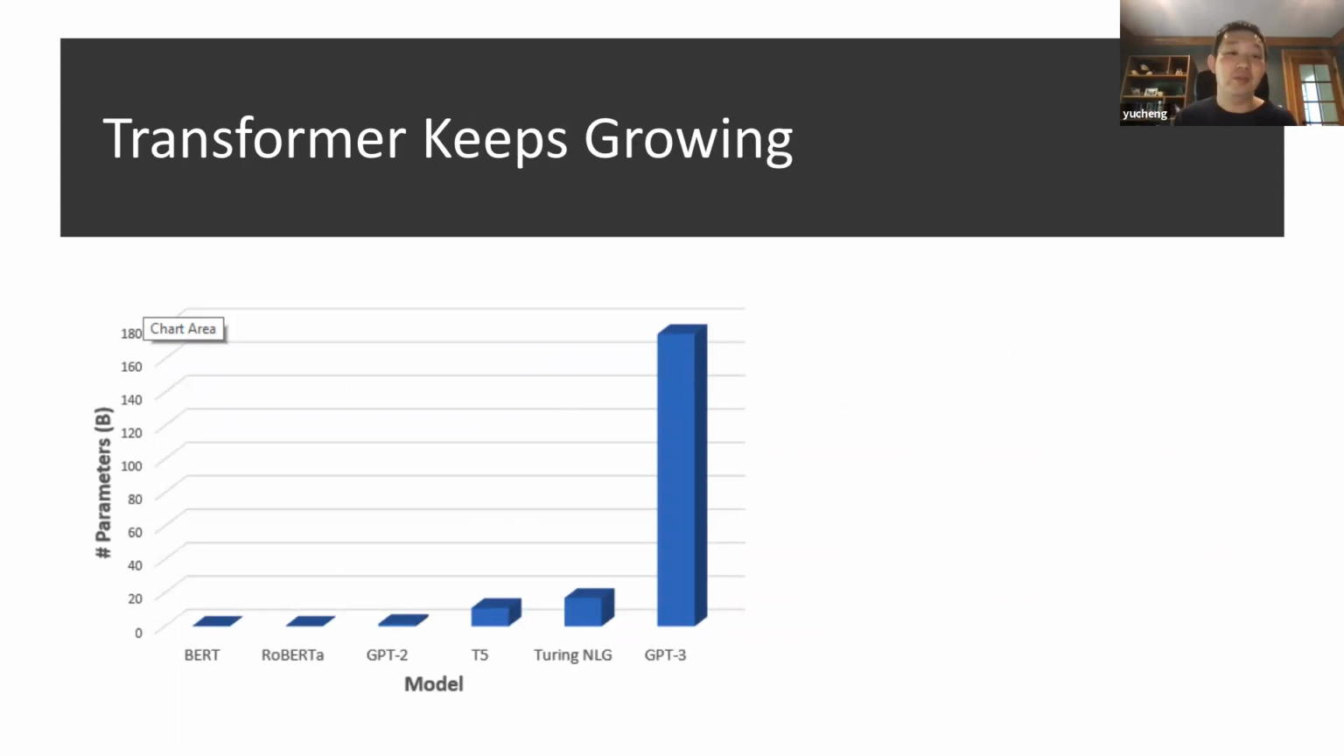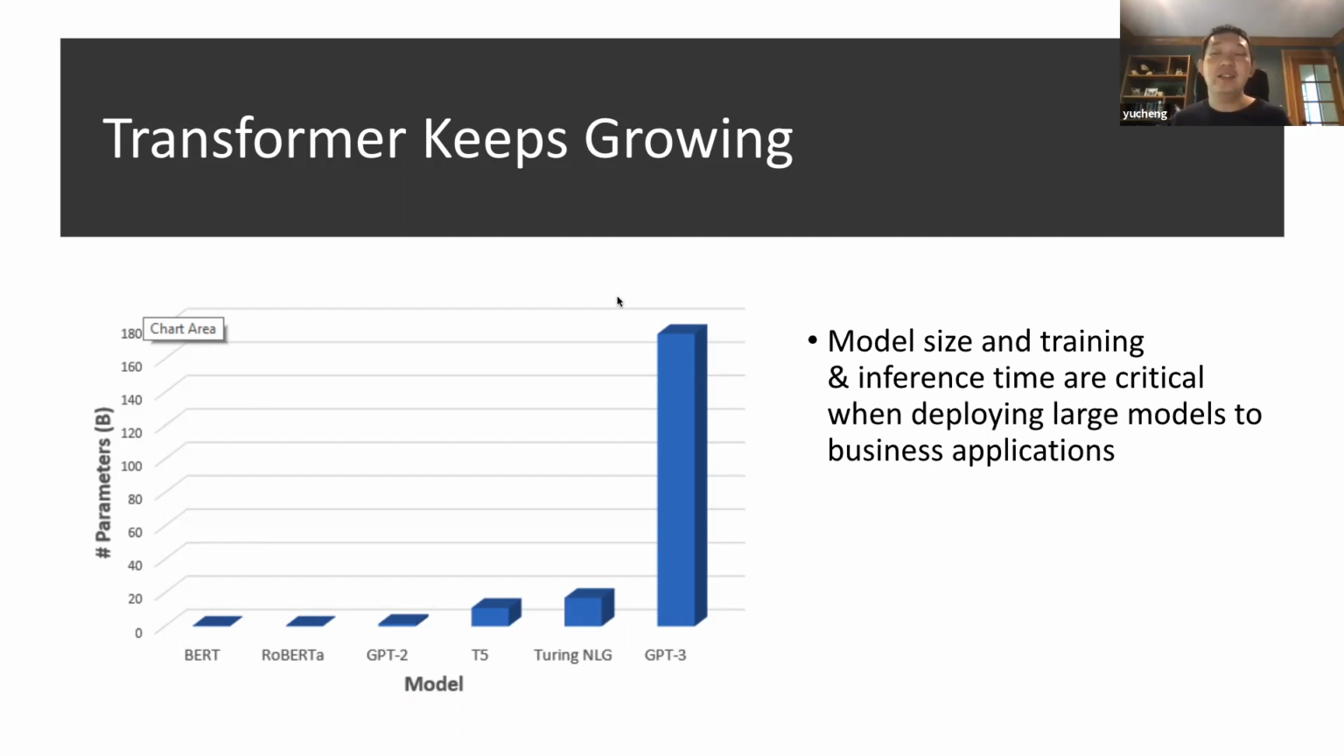A problem for transformer models, or not just transformer models but all general deep learning models, is that the models keep growing. We saw that BERT has a few hundred million parameters, but then we saw models like RoBERTa, GPT-2, T5, Turing-NLG, or GPT-3, which have around 200 billion parameters. As the parameters keep growing, model size and training and inference time become critical when we try to apply these models to different products or applications, especially for an application platform like Microsoft, because Microsoft serves not just first-party customers but third-party customers, which have very limited computational resources.